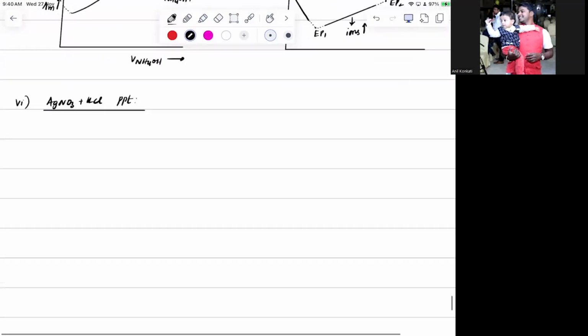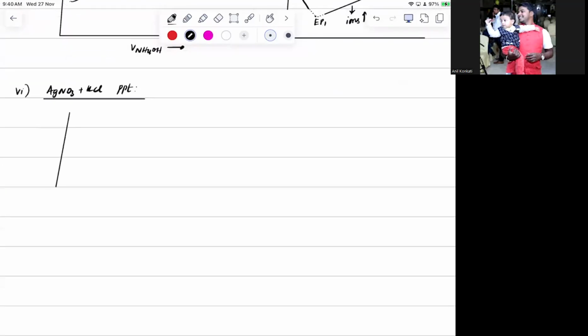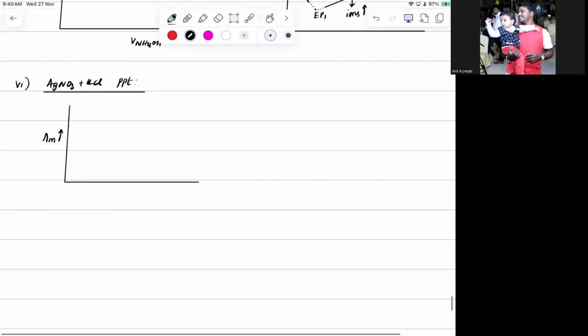So in most cases of precipitation reactions, the conductivity of any solution like Ag plus and K plus is almost the same. Lambda M of Ag plus ions will be almost the same as that of K plus ions. That is an assumption on which it will run.